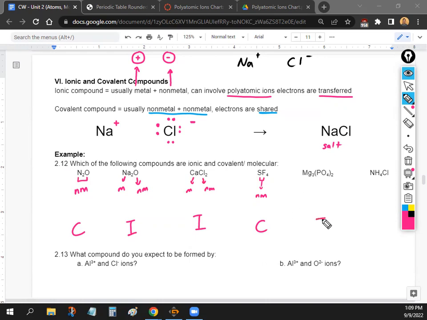Yes, this is ionic, okay? It's because PO4, if you guys notice, is polyatomic, right? So this is a polyatomic ion. This is a negative polyatomic ion. Mg is a metal, okay? But it's positive. And so you've got two ions coming together.